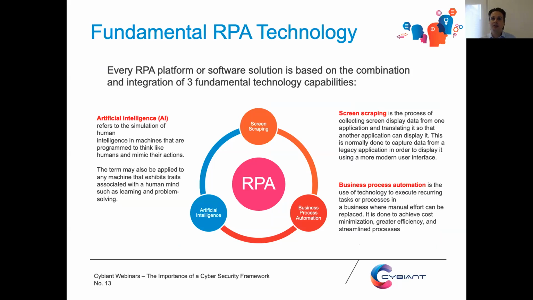So why is that relevant? And why has RPA become to such prominence, especially in the last 5 to 7 years? Well, in order to understand that, I always like to explain this slide, because RPA is based on 3 very fundamental technologies. It's based on artificial intelligence, screen scraping, and business process automation. And I would even go so far as to say that RPA is an advancement or a more advanced form of business process automation. So let's start with that. Business process automation uses technology to execute recurring tasks or processes. And this has been in existence for more than a decade, maybe even 2.